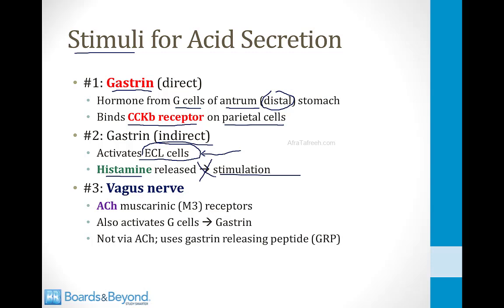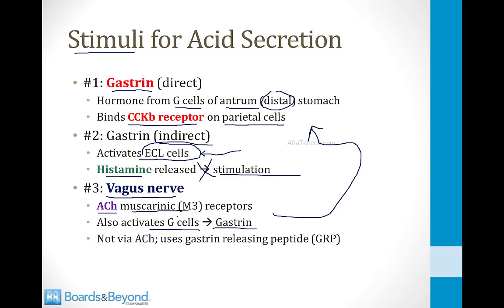The final stimulus for acid secretion comes from the vagus nerve, which is part of the parasympathetic nervous system. The vagus nerve can release acetylcholine, which can bind to muscarinic M3 receptors on the parietal cells and stimulate them to secrete acid. In addition, the vagus nerve can activate G cells to secrete gastrin, and then the gastrin can go and exert these two effects on the parietal cells to promote acid secretion.